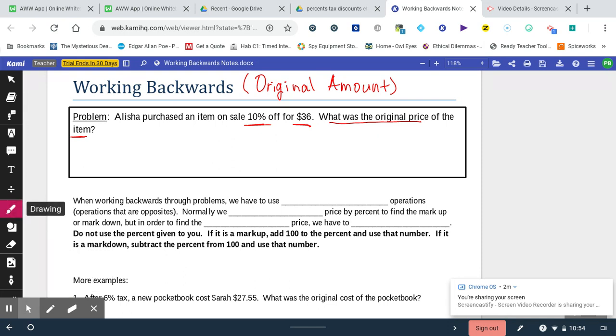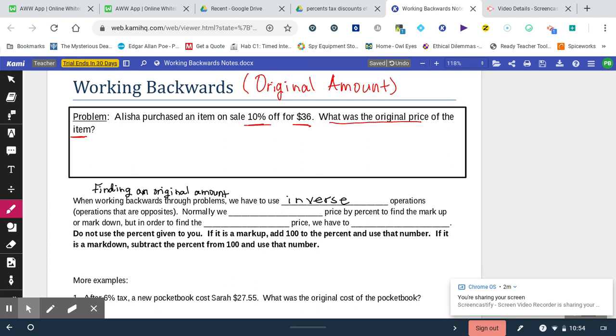It says, when working backwards through problems, or basically finding an original amount. So when finding an original amount, we use inverse operations. So we don't do what we normally did on the last lesson where we would use multiplication. So using an inverse operation means you do the opposite. On the last lesson, we multiplied. So let's go ahead and look on to the next sentence.